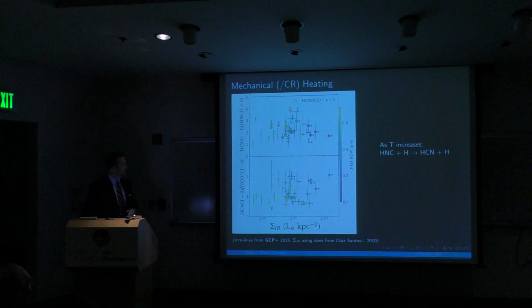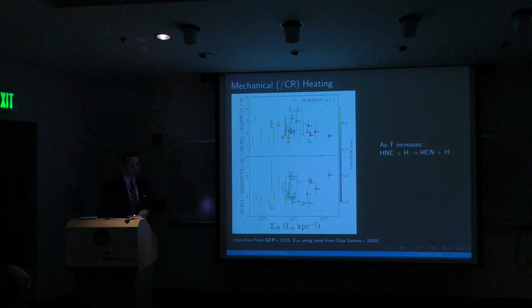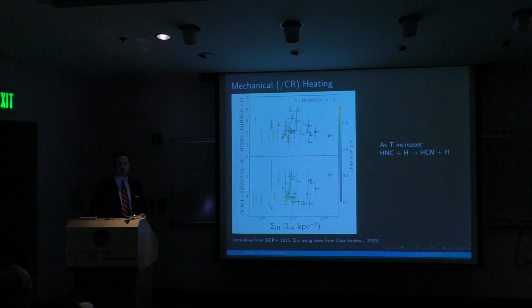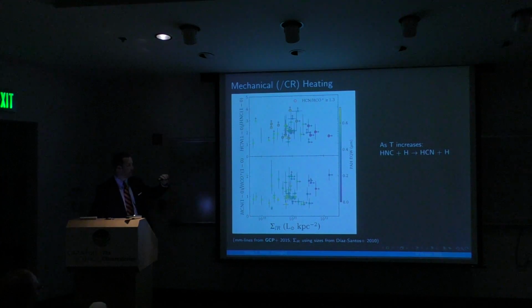So we looked at that, and there's essentially no trend there. And I've also circled in red the objects that are HCN enhanced, and even among that subset of objects, they don't show high HCN to HNC ratios. So again, this suggests that this particular chemical reaction due to temperature increases in clouds is not what's driving the enhancement of hydrogen cyanide on galaxy-integrated scales, at least.